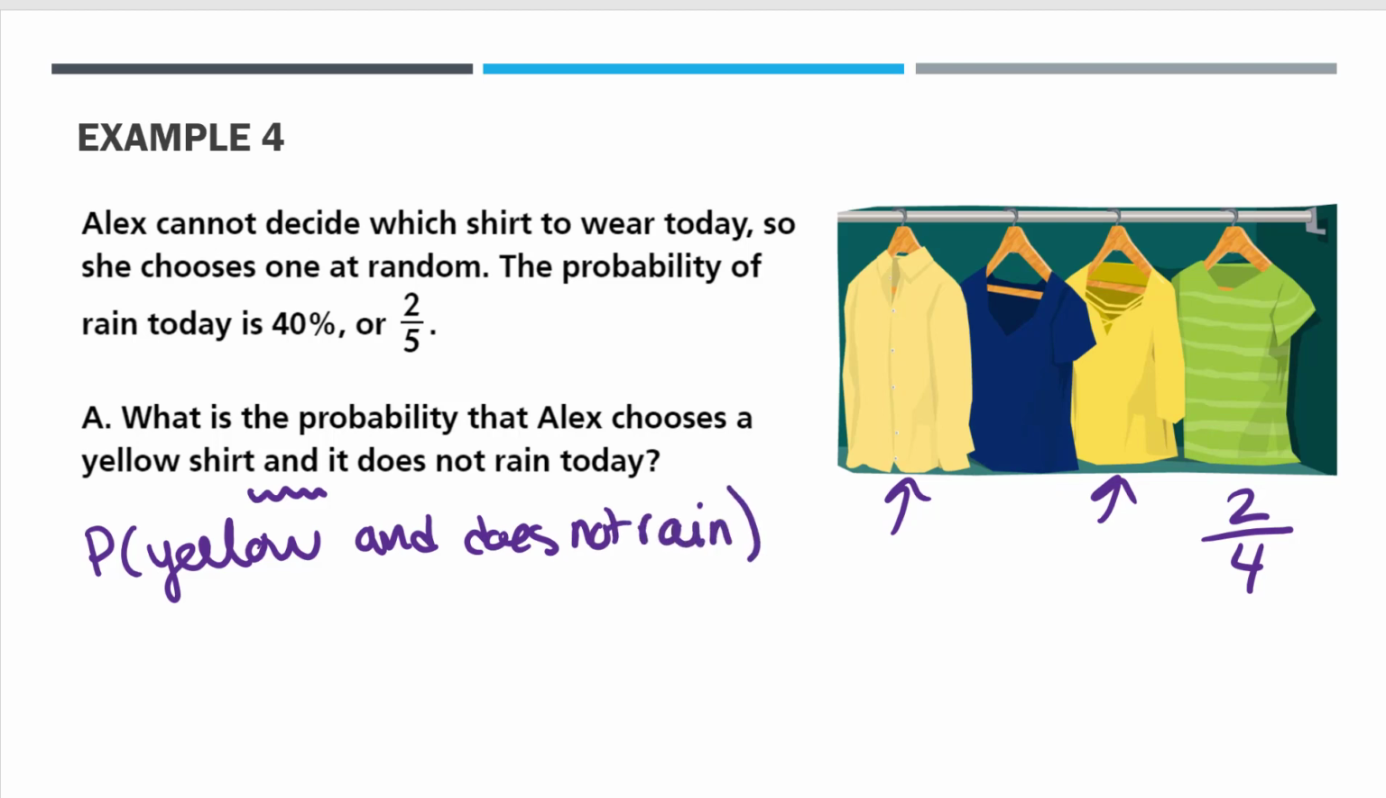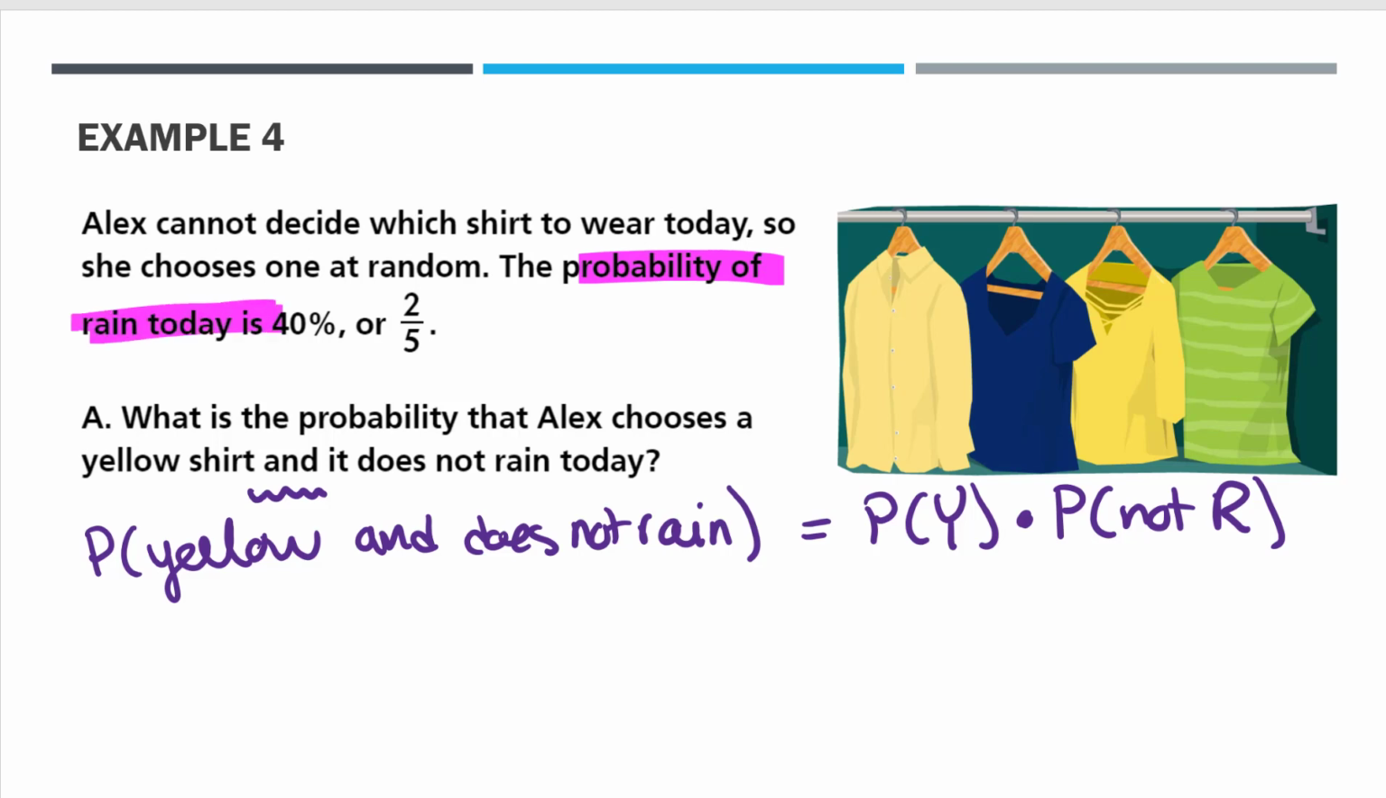Well, these are independent events because whether I pick a yellow shirt or not has absolutely no impact on if it's going to rain today. So that means that we are going to do a multiplication. So the probability of yellow times the probability of not rain. Now notice in the question that they gave us the probability that it will rain. So we actually need to find the complement.